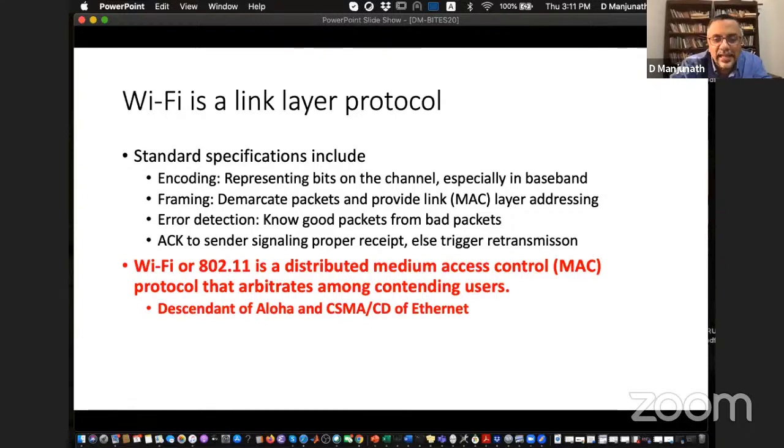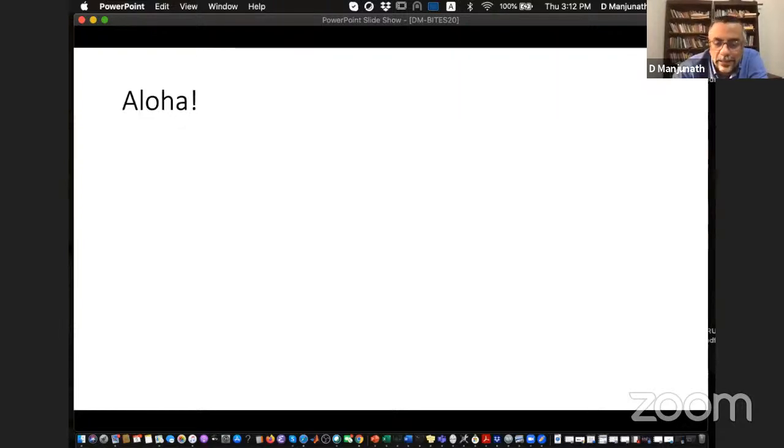But the original Ethernet is nothing like what the Ethernet is today. But there are some interesting features to that. I'll again quickly glance over that and tell you a little bit about the standards battles associated with that. So let's begin with Aloha.